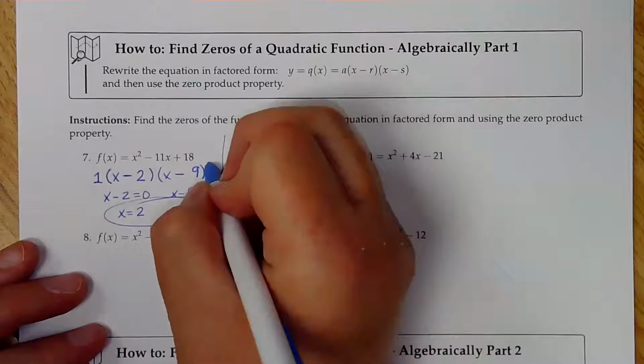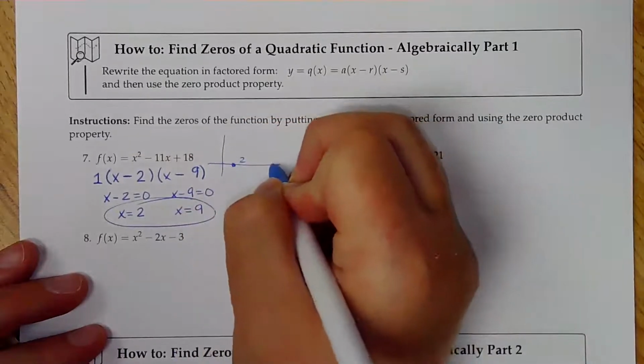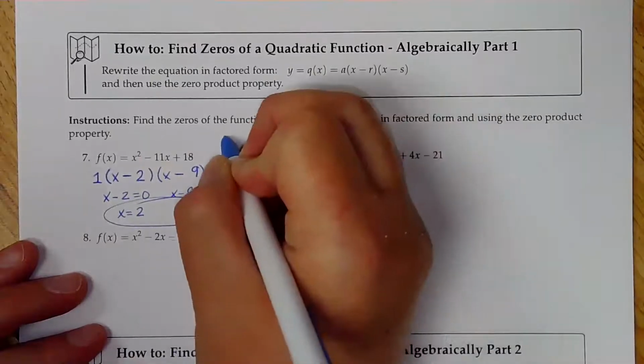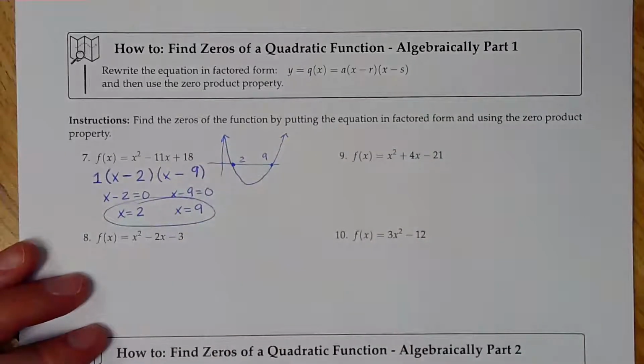So if I look at a graph of this, this is where 2 is, and here is 9 over here. And my parabola is going to do something like this. Okay, it's got to go through those 2 points on the x-axis.